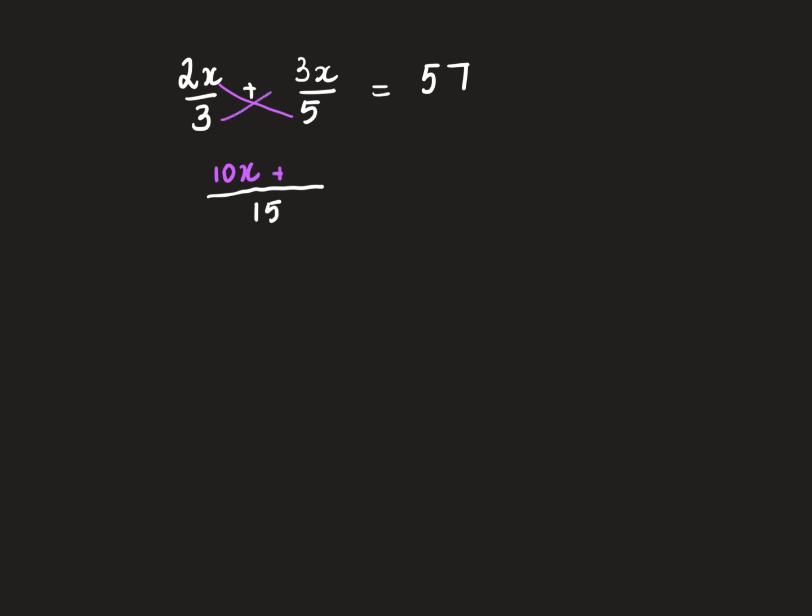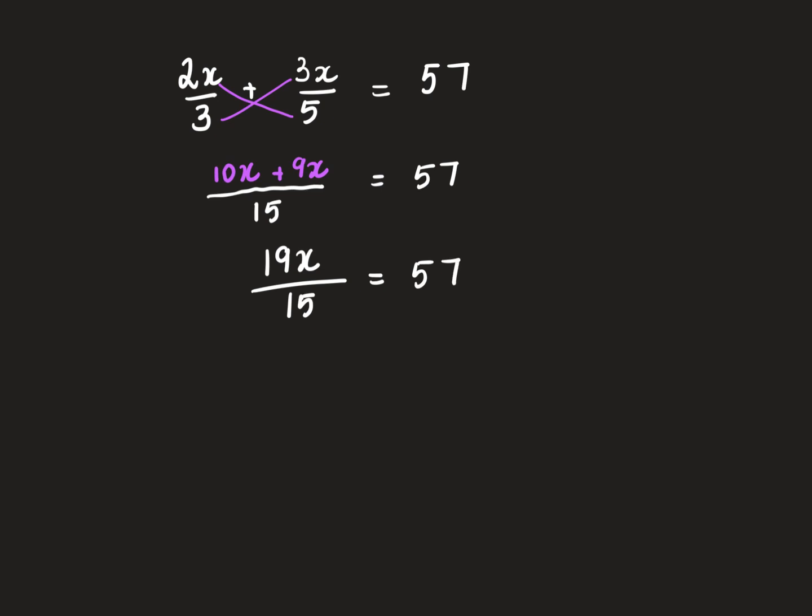Here's another one. 2x over 3 plus 3x over 5 equals 57. What's our first step going to be? That's right, our first step is to simplify this. We need a new denominator. How do we find a denominator? 3 times 5 is 15. Then we say this one times this one, 2x times 5, 10x, plus this times this, 3 times 3x is 9x. Just put the equals 57 there. 10x plus 9x gives me 19x divided by 15 is equal to 57.